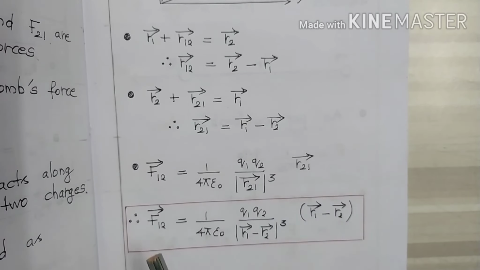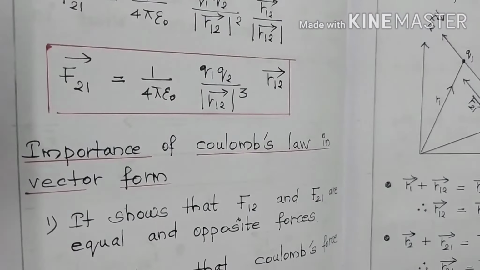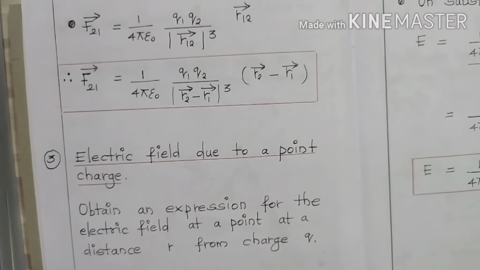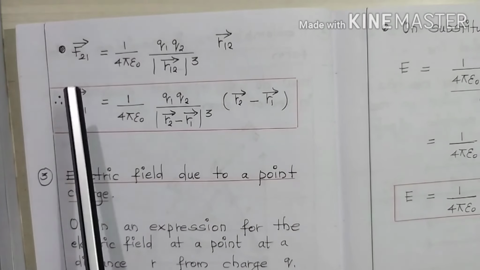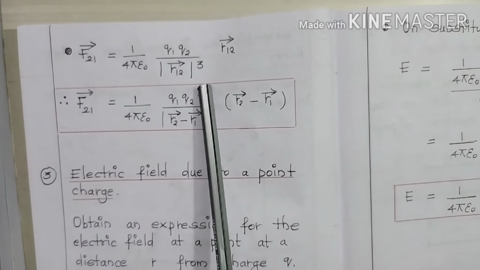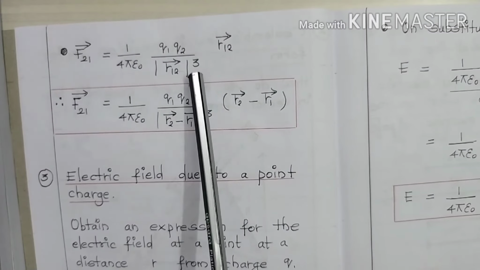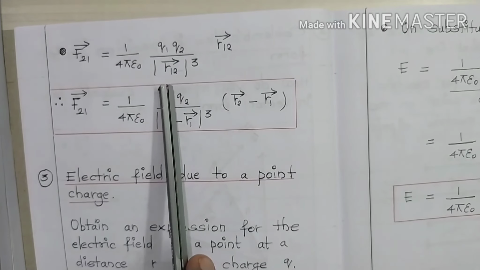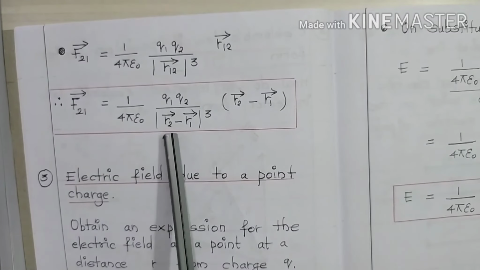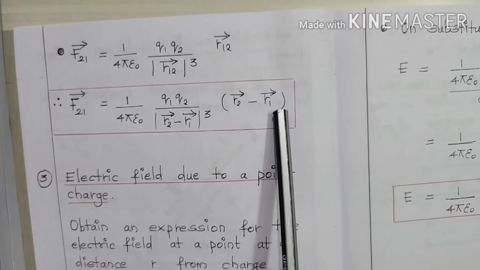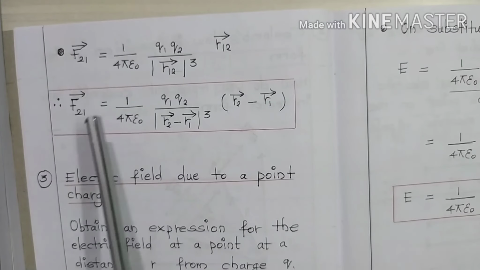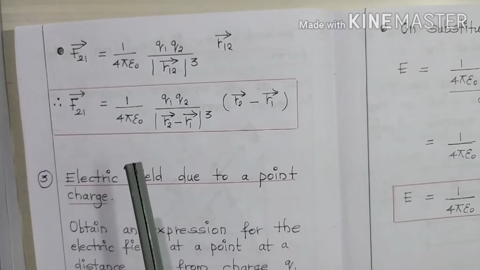Similarly, we can also calculate F21 vector also. Now, this is the expression we have already learnt in the first derivation. Now substitute the value for R21 vector here and also here. Now you have got the expression for F21 vector.